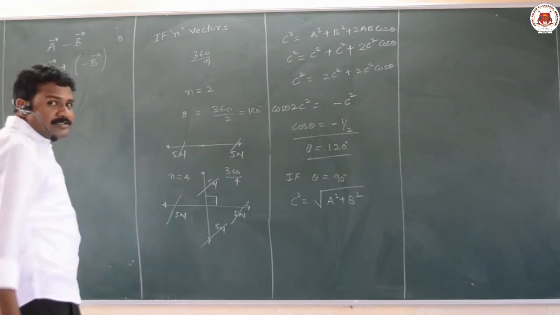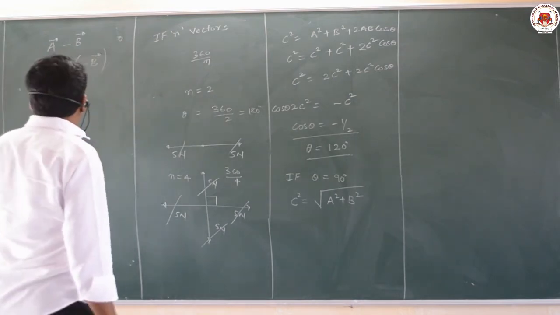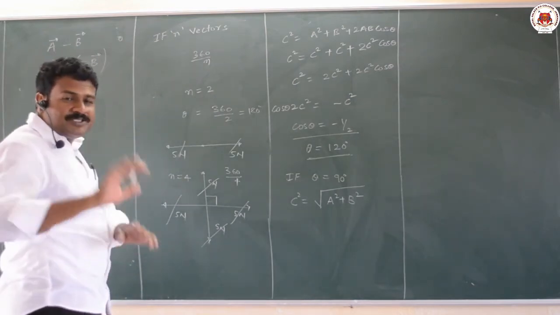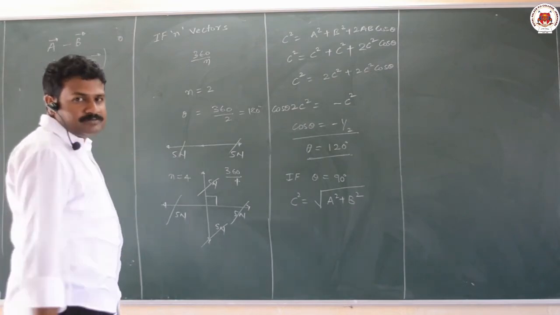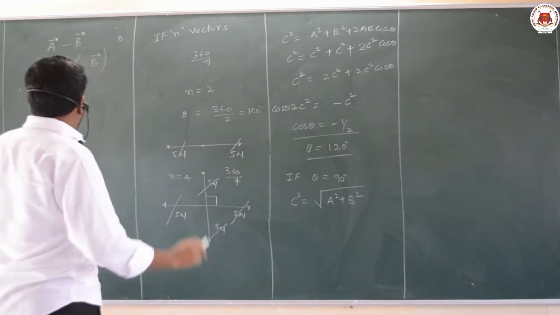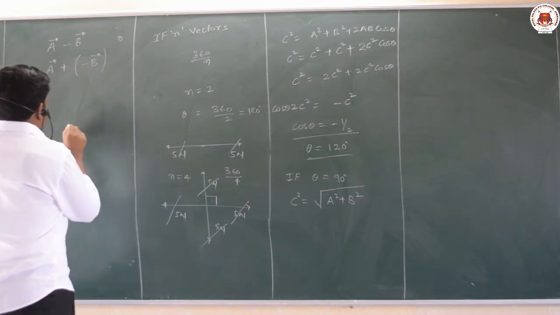Can I write or not? You can write like this. So that means subtraction of vectors is adding a negative vector to the previous vector. Adding its negative.